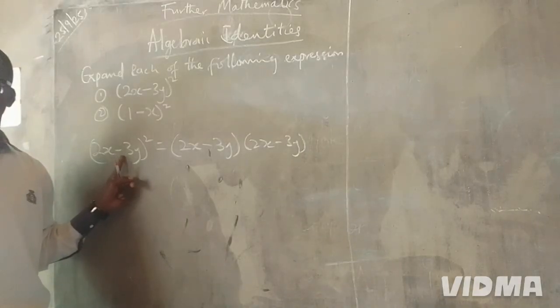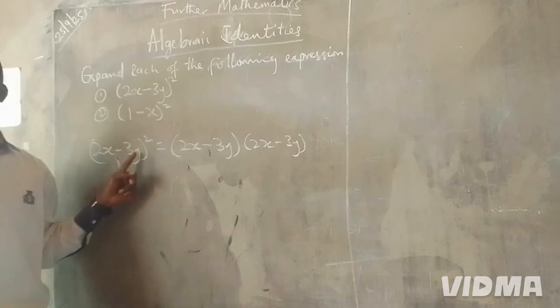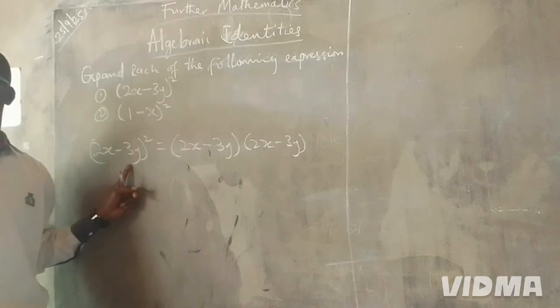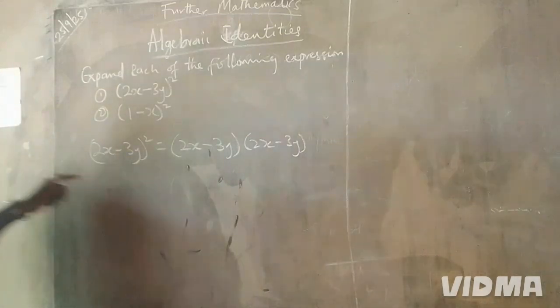Why is it like that? Because this is called what? The square of a difference. Assuming it is positive, like plus inside, it becomes square of a sum. But the moment there is a minus inside, it becomes what? Square of a difference. But the moment we are having both plus and minus inside, it is regarded as difference of two squares. Now let's go on.